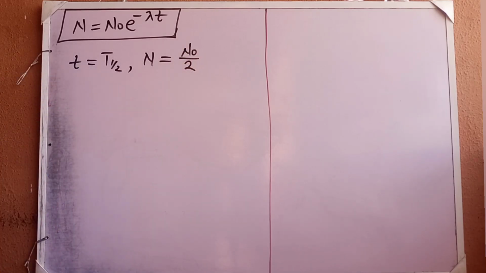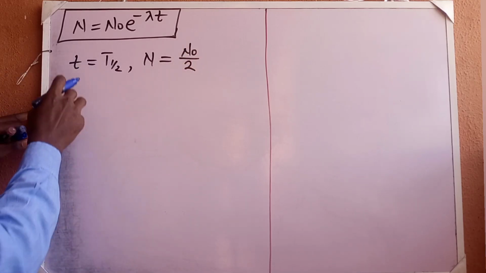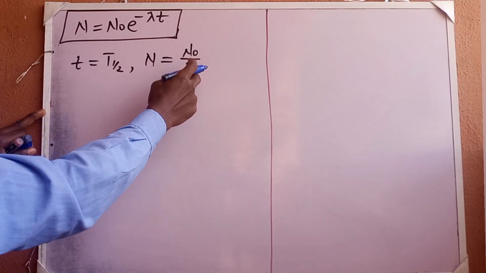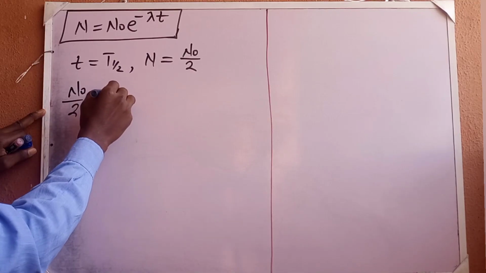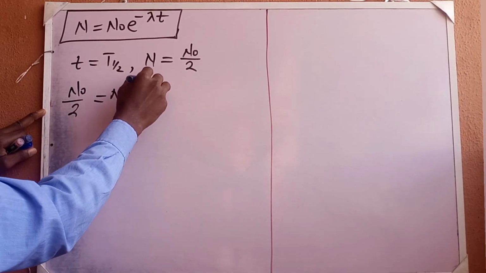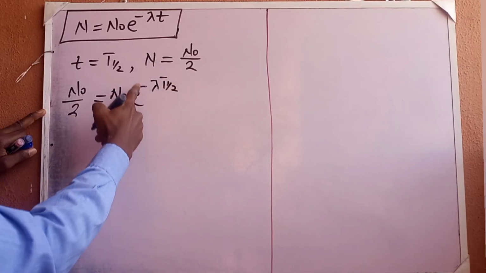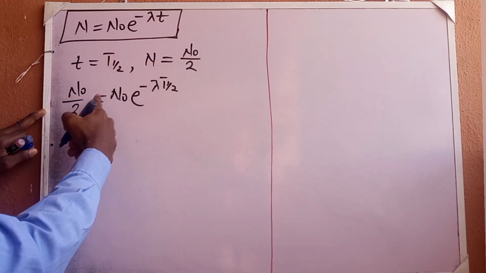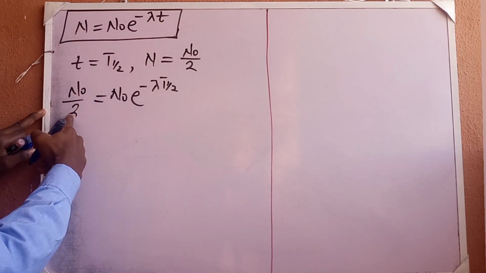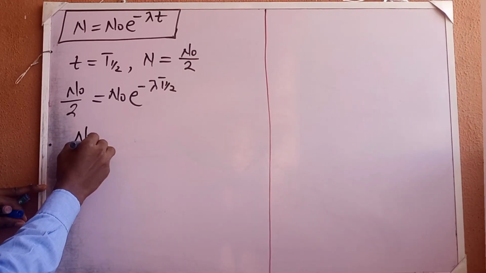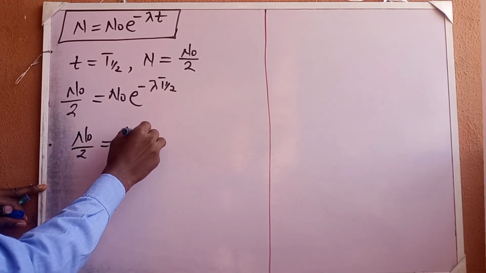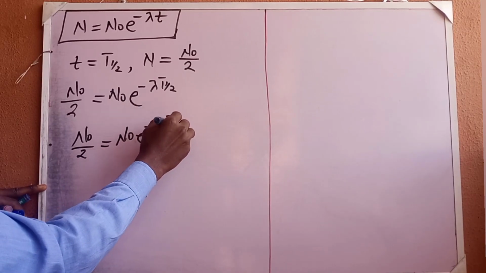So we're going to substitute this and solve and see what we're going to get. So for n, we're going to put n naught over 2. So we have n naught over 2 equals n naught exponential negative lambda t half-life, because the time is going to be half-life when the remaining atoms is n naught over 2. So let's solve this equation and see what we have. All right, so we have n naught over 2 equals n naught exponential negative lambda t half-life.